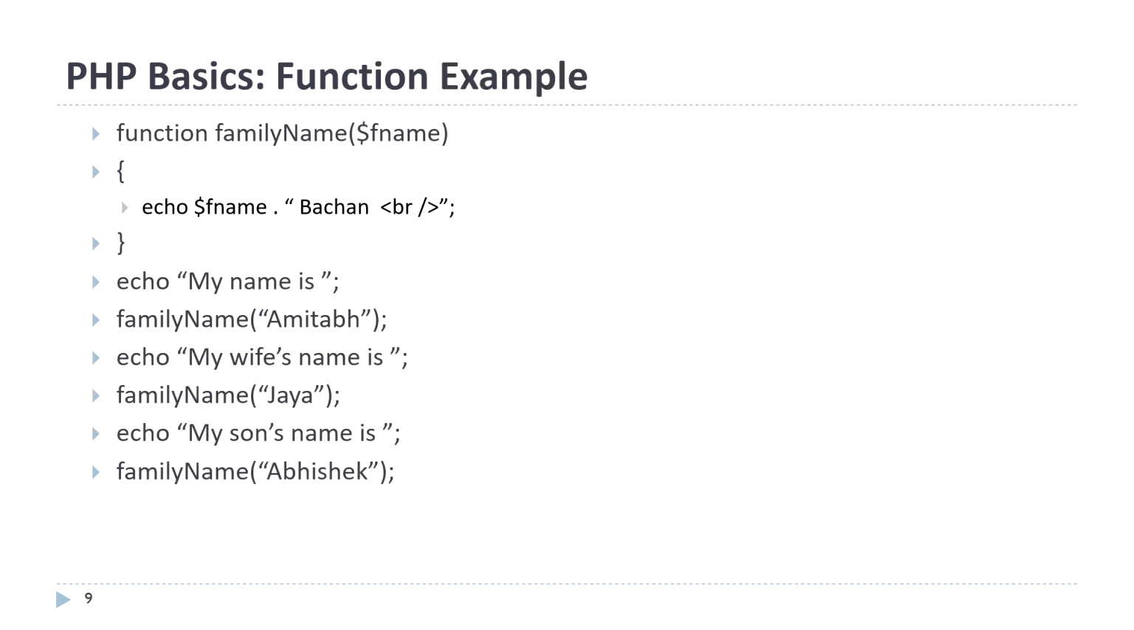So, here is an example. The keyword is function, and the function is family name. Whatever first name of the individual you give, a specific family name gets added to it. The variable here is called the parameter or argument of the function.